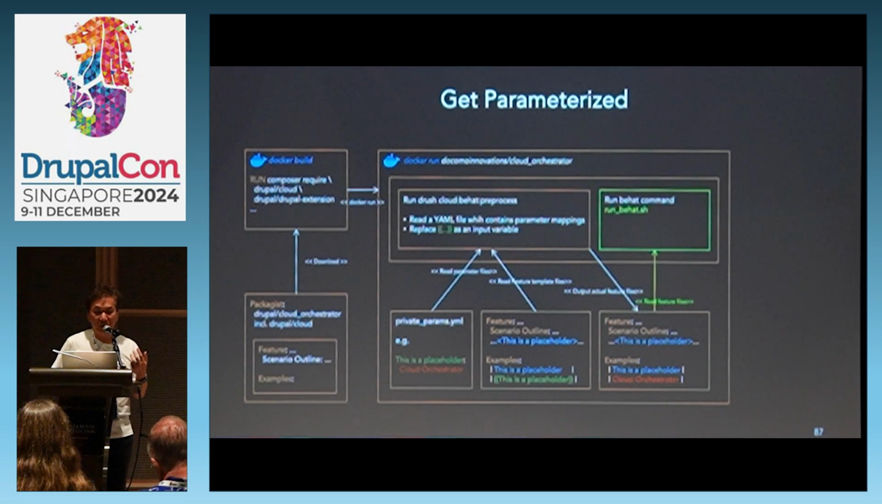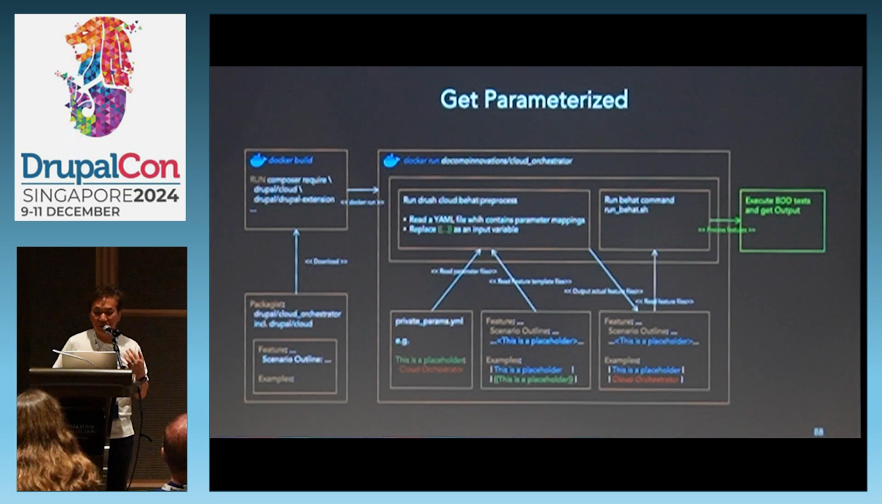Now we can run the Behat command. In our case, we run the behat.sh command, which also kicks off a Chromium headless virtual browser. So Behat executes the BDD test based on the synthesized feature files, and we can get the output.